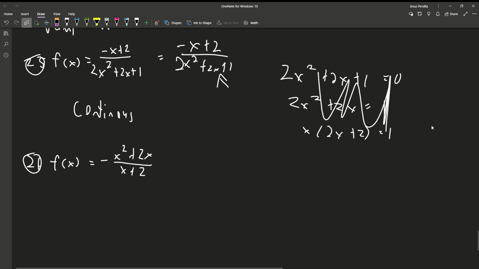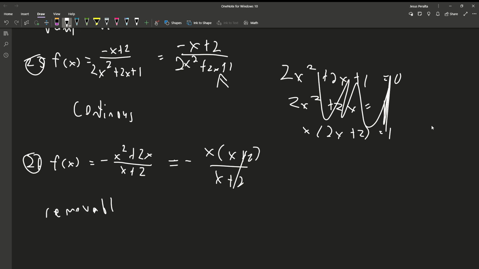And this last one is the same thing as saying -x over x plus 2 over x plus 2. That makes a hole, which means it's removable. It would be something like that. Right? It's removable. You can remove it, which is why it's called a hole, at -2. So, yeah, that's everything.